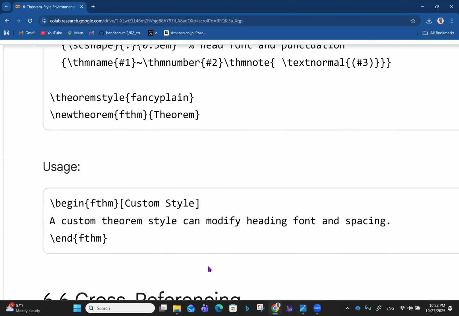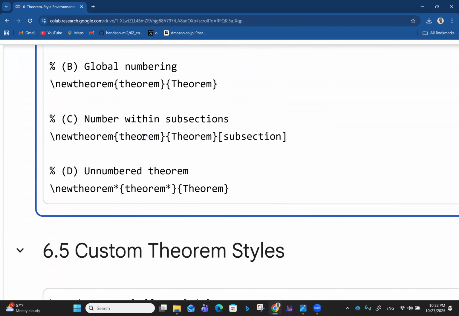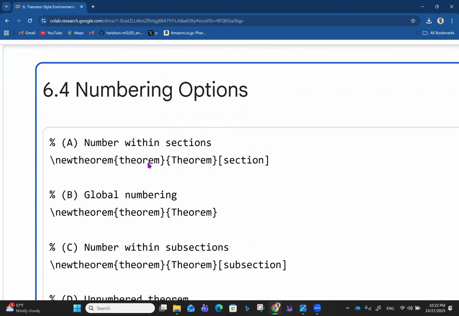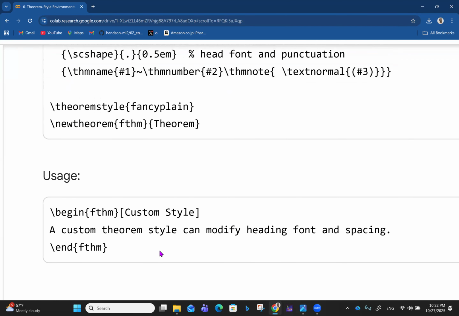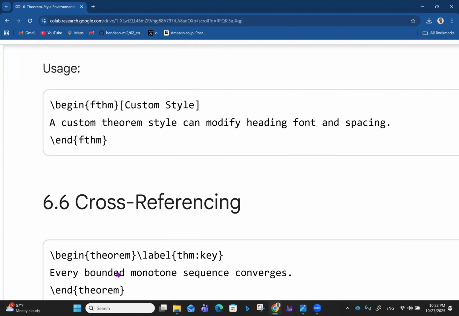So you can actually define your theme. For instance, the usage of what we just defined up there is begin fthm. Instead of using the normal begin thm like we had up here, for instance begin theorem, end theorem, because you defined fthm up here, you can then have begin fthm, custom style. A custom theorem style can modify heading, font, and spacing. So begin fthm and end fthm.